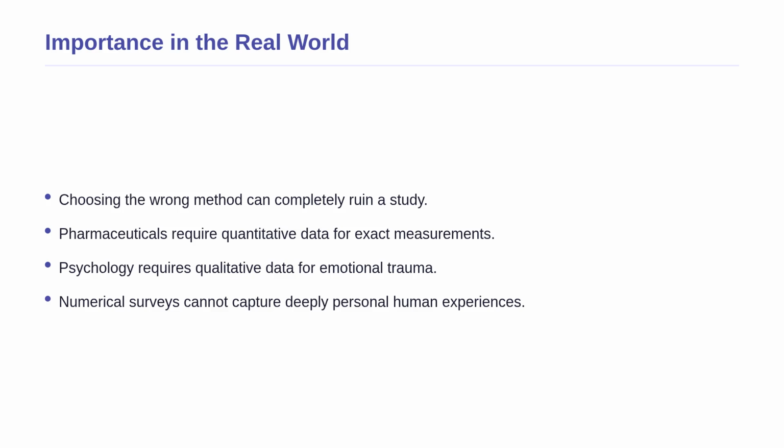Understanding the distinction between these two approaches is absolutely critical, because choosing the wrong method can completely ruin a study. For instance, if a pharmaceutical company wants to know if a new drug lowers blood pressure, they must use quantitative research to measure exact numerical changes in patients.